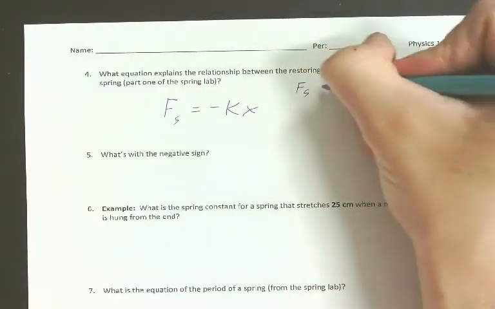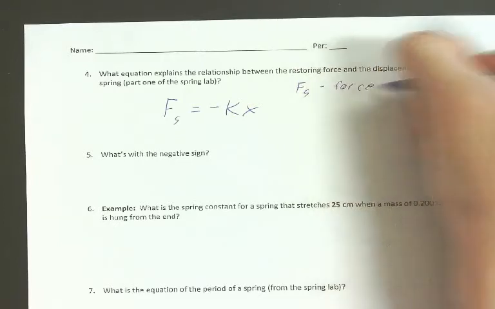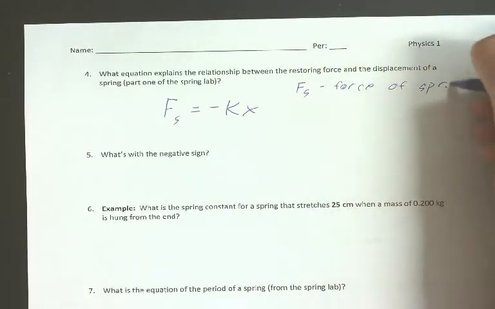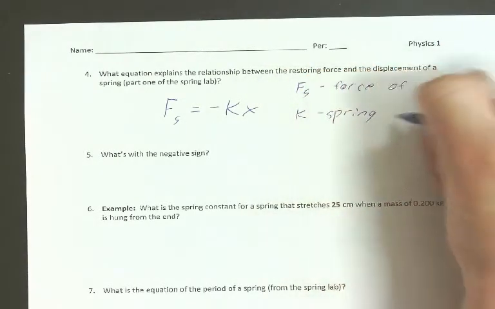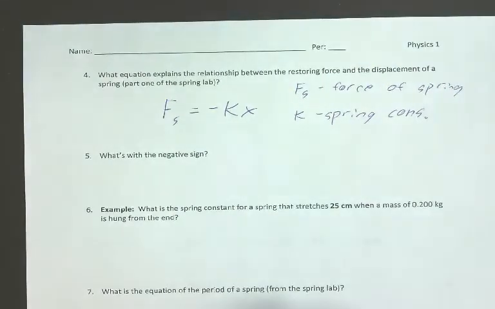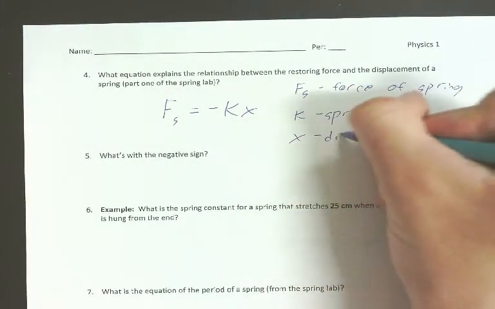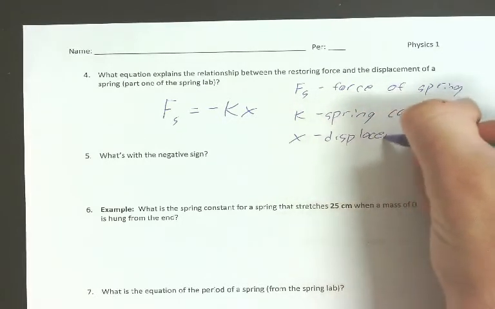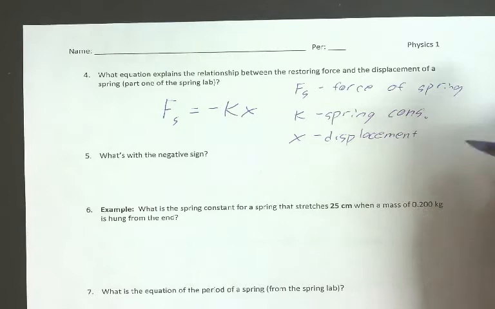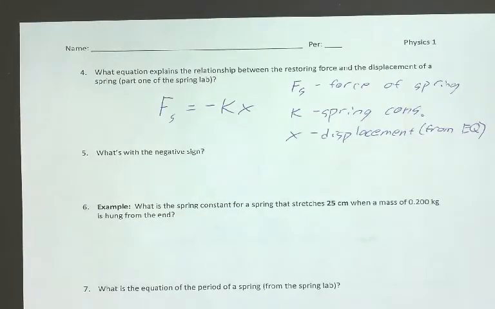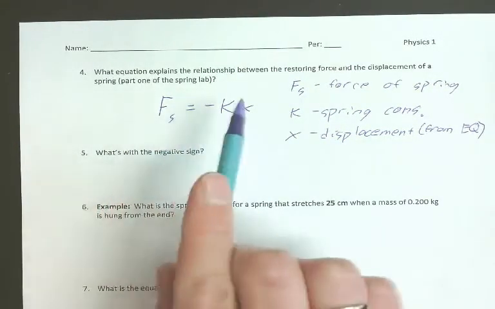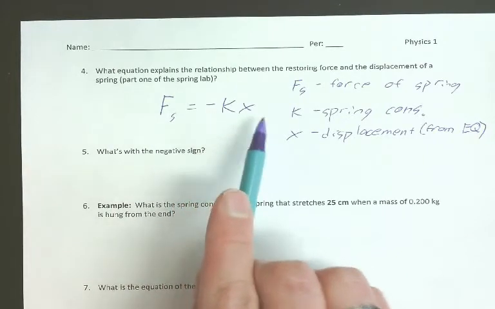Fs is the force of the spring. K is the spring constant. X is displacement, and that's always from equilibrium. There you go. Simple enough. So the force is dependent on the strength of the spring and how far you are from equilibrium.